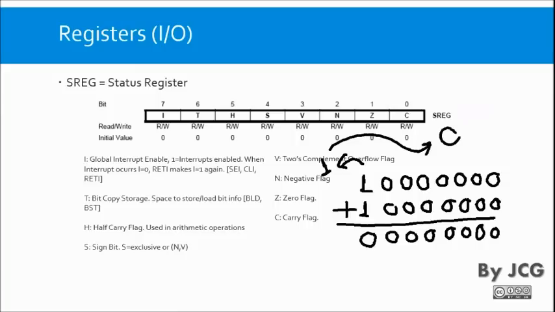If the carry is 1, our number does not fit in an 8-bit number. It needs 9 bits at least. So we need to be careful. If we have carry equal to 1, it means that we have a bigger number than our 8-bit number can store.